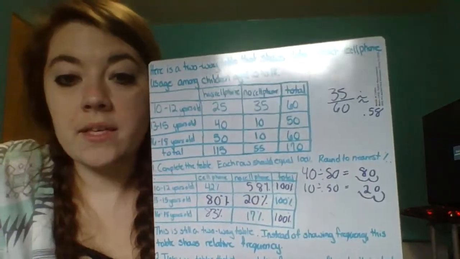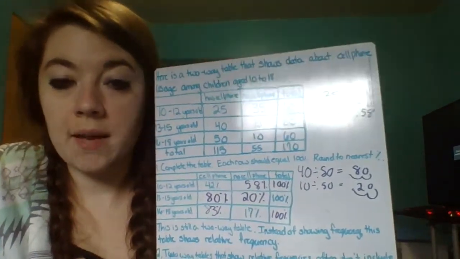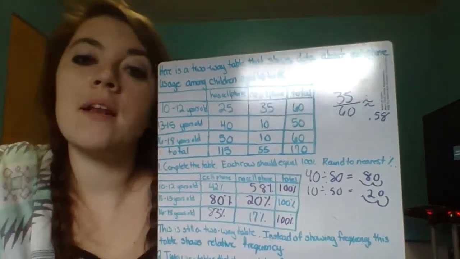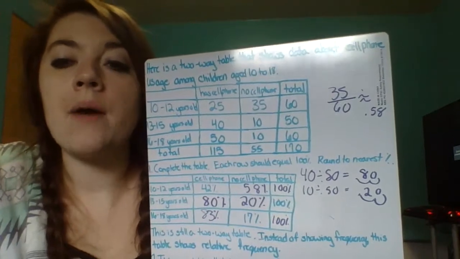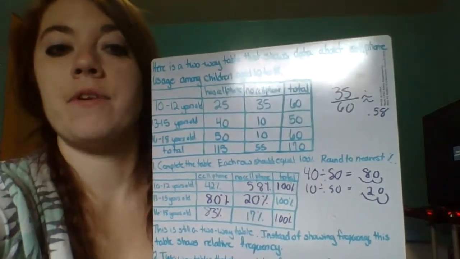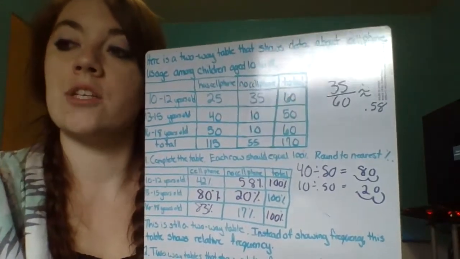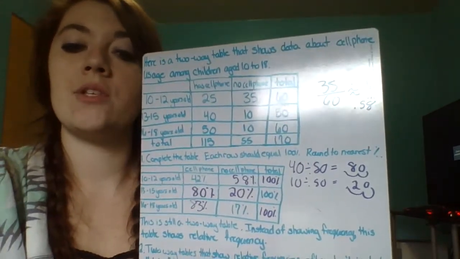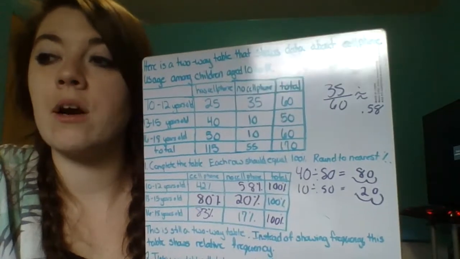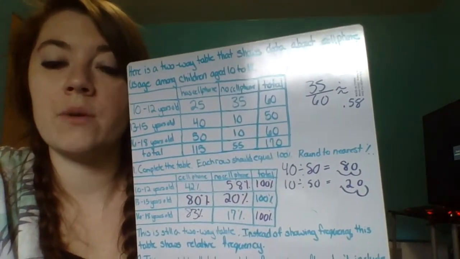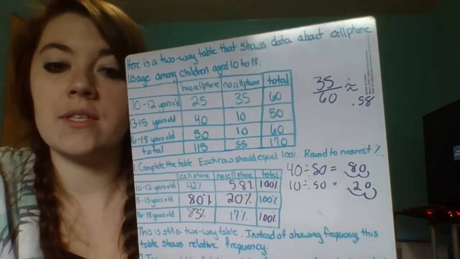So this was a two-way table. This is another two-way table. But instead of just showing the frequency, now it's showing the relative frequency because it's dealing with the percentages. So relative frequencies is your key word for this lesson.